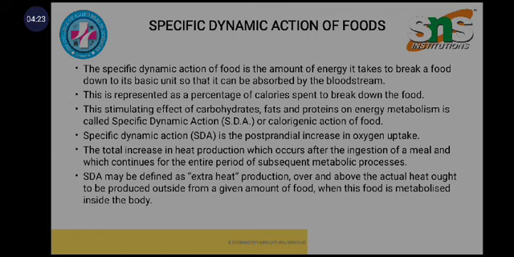It is the total increase in heat production which occurs after the ingestion of a meal and which continues for the entire period of the metabolic process. It is also defined as the extra heat production over and above the actual heat to be produced outside from the given amount of food, when the food is metabolized inside the body. So both RQ and SDA, respiratory quotient and specific dynamic action of foods, we have seen.